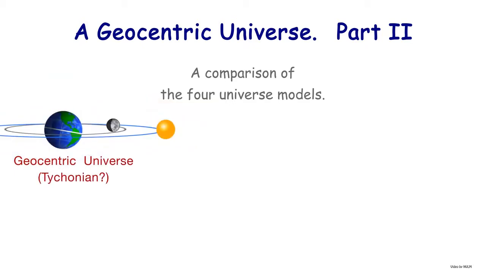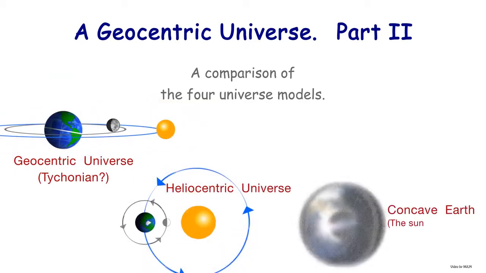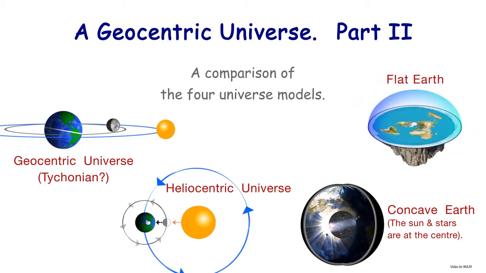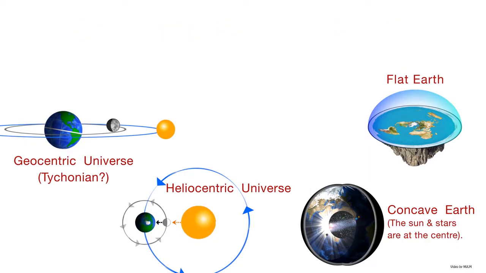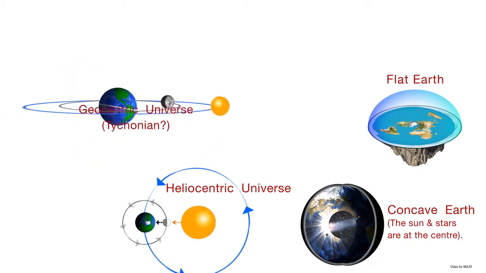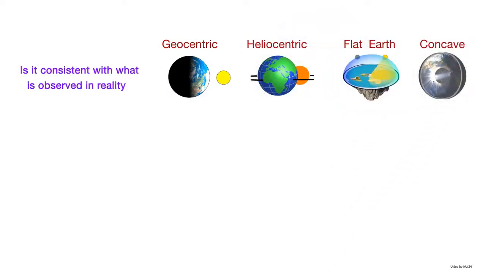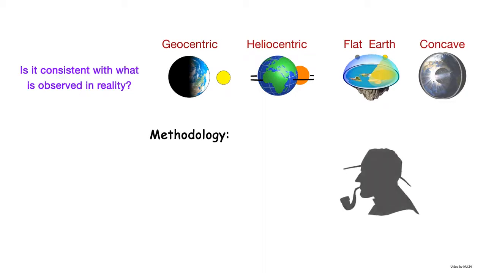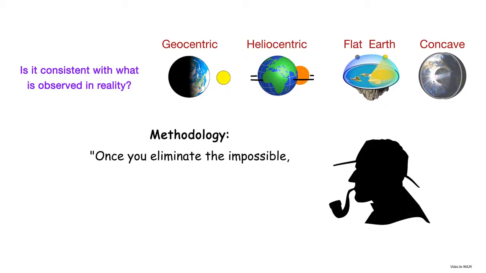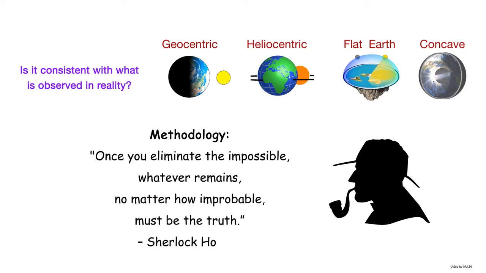The geocentric, heliocentric, concave, and flat Earth models provide very different explanations for the universe. In summary, the geocentric model comes the closest to explaining the evidence that is observed in reality. Once you eliminate the impossible, whatever remains, no matter how improbable, must be the truth.